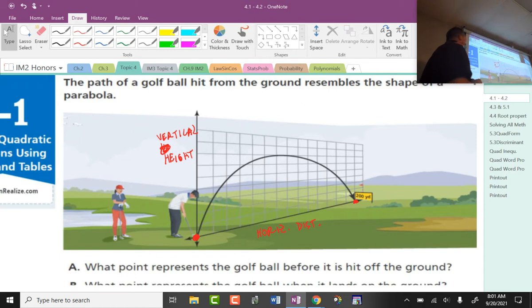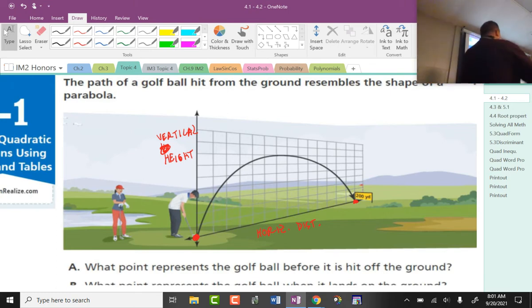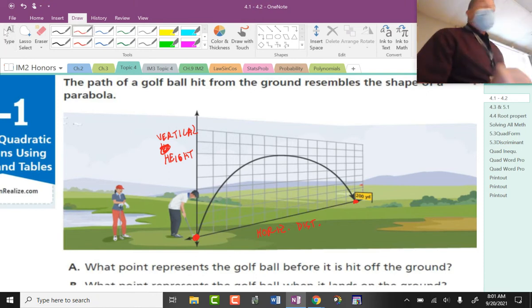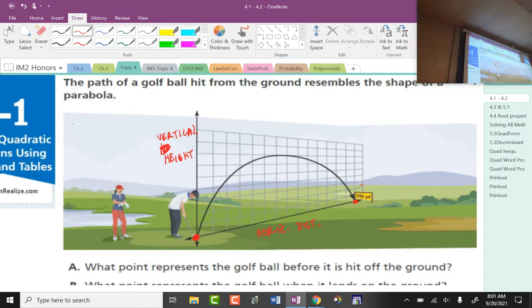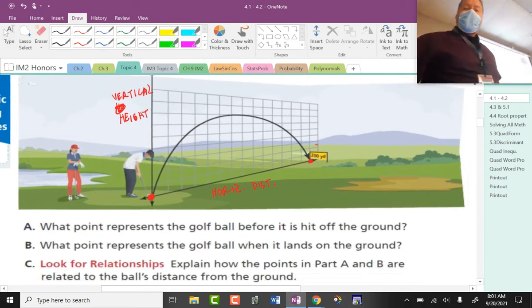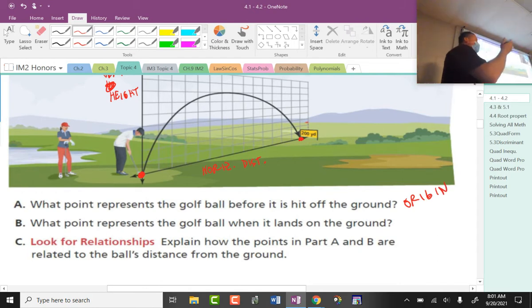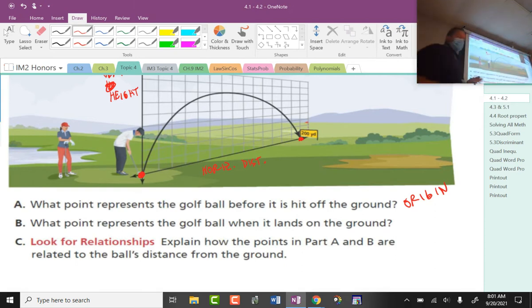What point represents the golf ball before it's hit off the ground? So what will we call this point, seeing that we're using this coordinate plane to measure vertical compared to horizontal distance? Starts with an O, everyone. 3, 2, 1, go. Origin. Okay, so that is the origin. We're counting that as 0, 0. Before you hit the ball, it is 0 above the ground and it's 0 feet away from you, right? So origin, 0, 0.